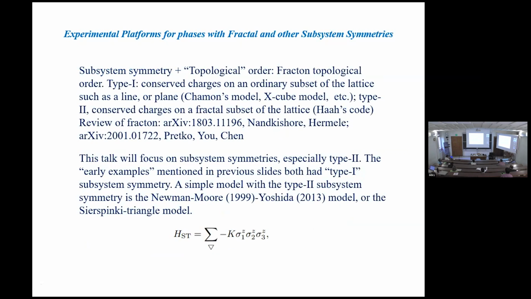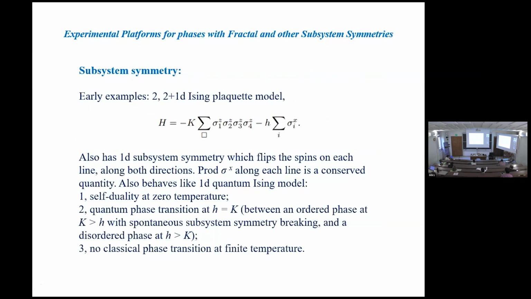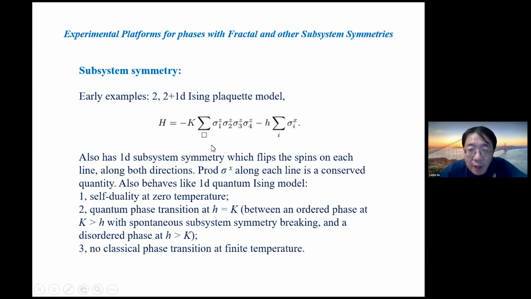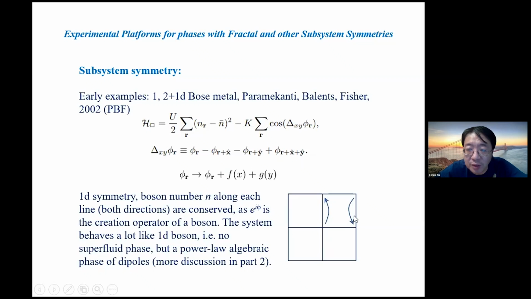Sorry, in that previous model, the spin is defined on the corners, not on the links or edges. In the second example, they are the same; the sigmas are also defined on the sites of the square lattice. So it's not a gauge theory, but still it has some weird subsystem symmetry.